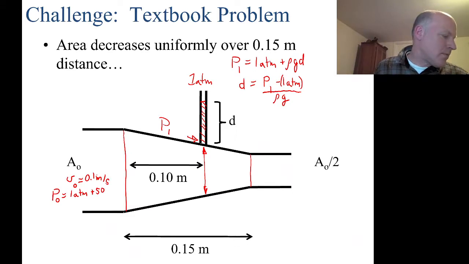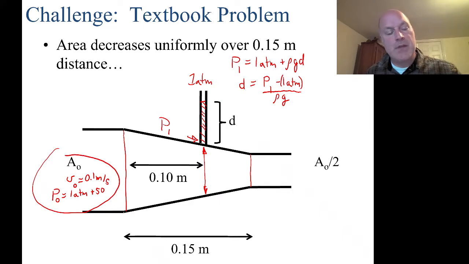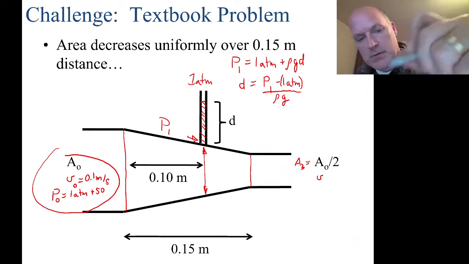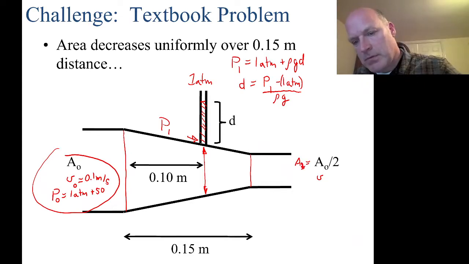The tube location is 0.1 meters downstream. Assume for this problem that water has 0 viscosity. Okay, so that's it. That's all they gave us. So they gave us these initial conditions over here, the velocity, the pressure, and they called it area naught. We don't know what the area is, okay? We know the area at the output, so we can call this area 2.